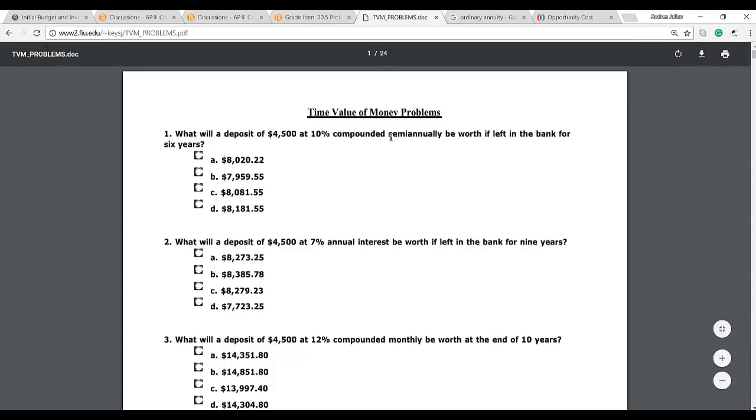There are several ways to understand interest rate. It can be annually, it can be semi-annually, it can be monthly, or it can even be quarterly. So in this case, we have to change a little bit the formula. Okay, so let's see how much money this will be if left in the bank for 6 years.